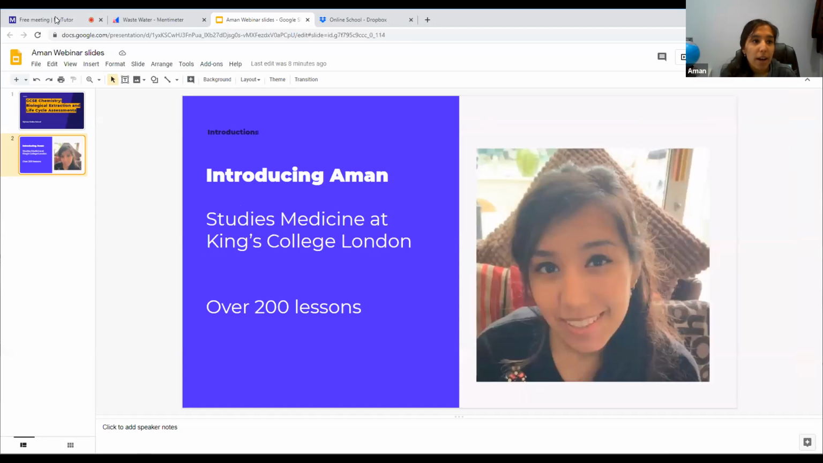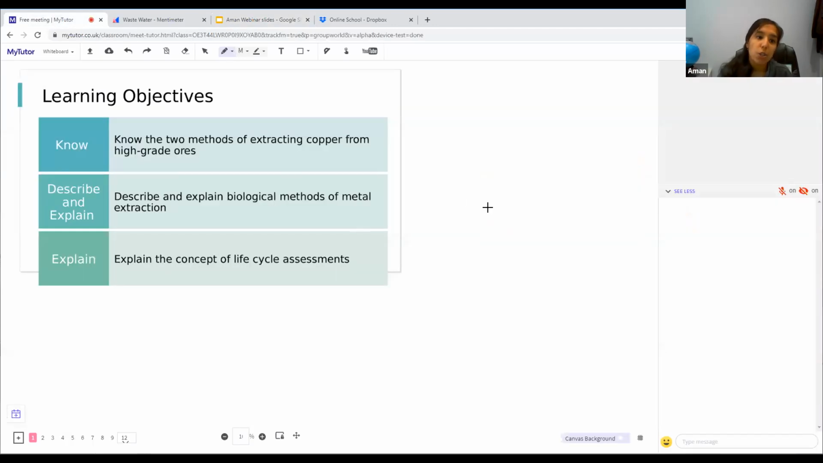So today then, our learning objectives are to know the two methods of extracting copper from high-grade ores, describe and explain biological methods of metal extraction, and then explain the concept of life cycle assessments. These three learning objectives are on the three main exam boards, AQA, OCR and EdExcel. So all three of them are there and I'll try and cover the content for all three as well.